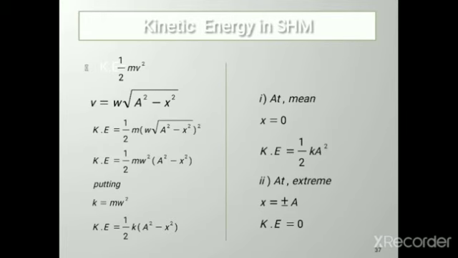Let us find out the value of kinetic energy at the mean and extreme positions. At the mean position, x is equal to 0, so kinetic energy is equal to half k A square. And at the extreme position, x is equal to plus or minus A, so kinetic energy is 0. It means that at the mean position, the particle possesses maximum kinetic energy, while at the extreme position, the particle possesses minimum kinetic energy.